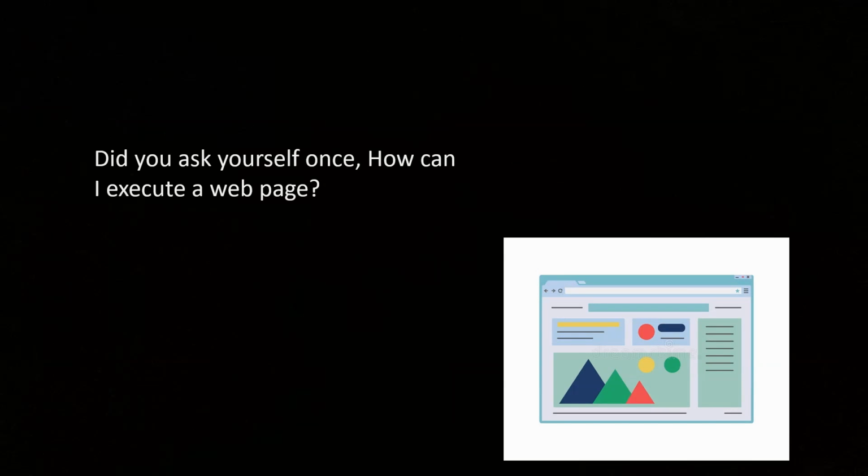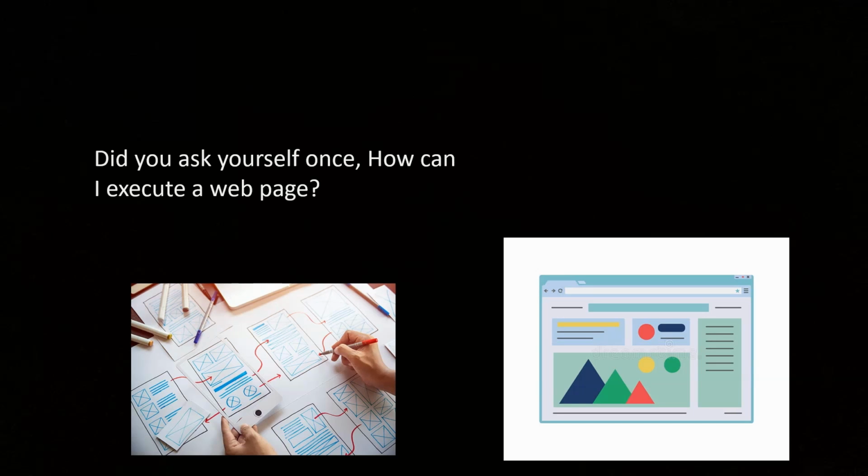Did you ever ask yourself, how can I execute a web page? For any web page, you must use HTML in order to design the structure of that page: your images, headings, links, your text. You have to implement all these things using HTML in order to add them to your web page. For styling these images and text, you should use CSS in order to design your web page.